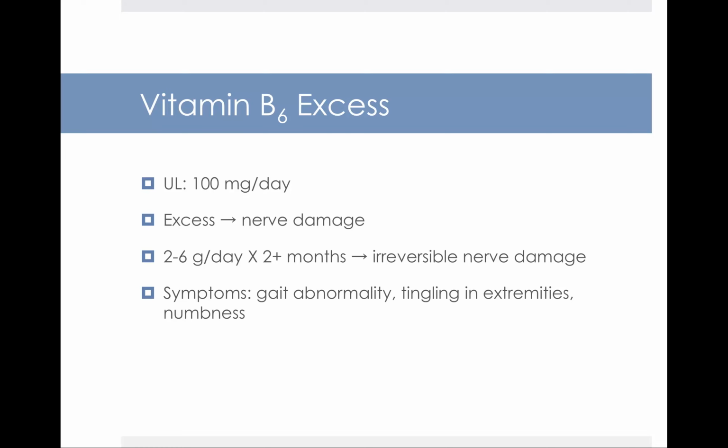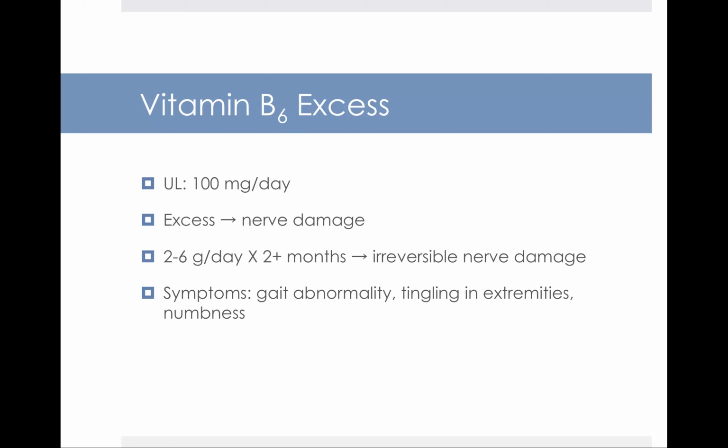Now, B6 excess, the UL set at 100 milligrams per day. Like all the B vitamins, because it has neurological involvement, too much or too little can lead to neural problems. So excessive amounts can lead to nerve damage. People eating more than 2 to 6 grams a day for a period of 2 or more months may develop irreversible nerve damage. Now think about that. 2 to 6 grams is 2,000 to 6,000 milligrams, and the UL set at 100 milligrams. So that's going way, way over the UL.